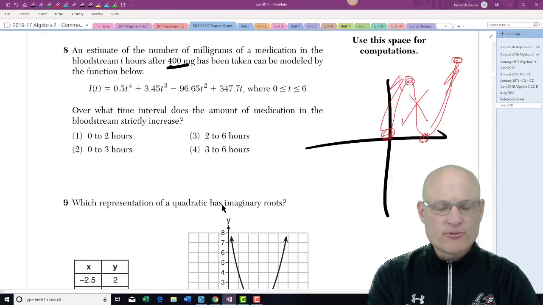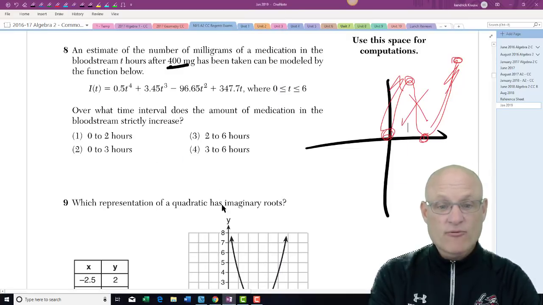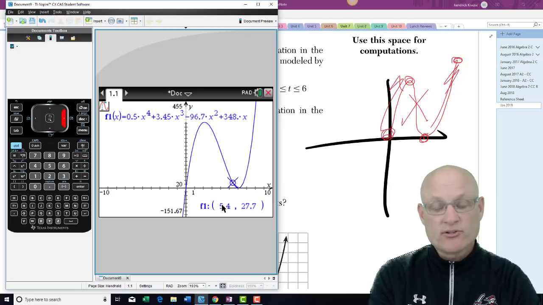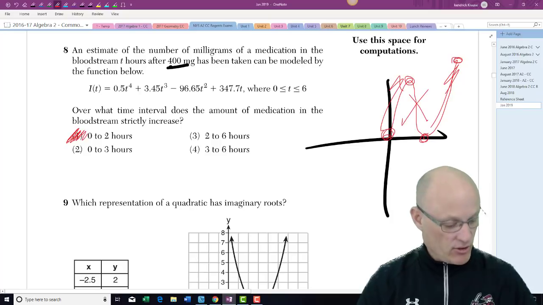How about from 2 to 6? So this is 2 over here. So it's increasing. Now it's decreasing, down to 6. How about from 3 to 6? Well, from 3 to 6, here's 3 to 6, it's going down. So the answer, the only time it's increasing is choice 1, from 0 to 2.